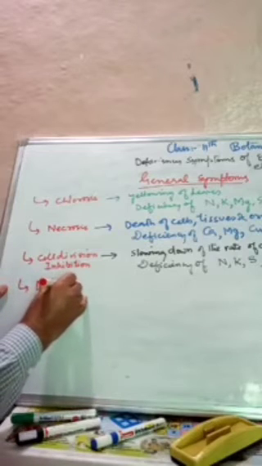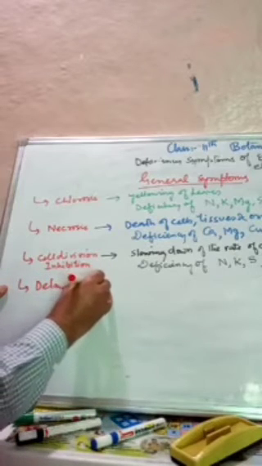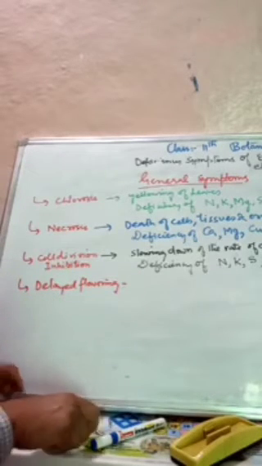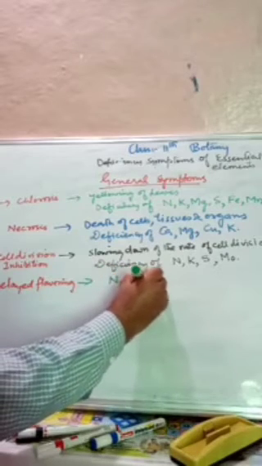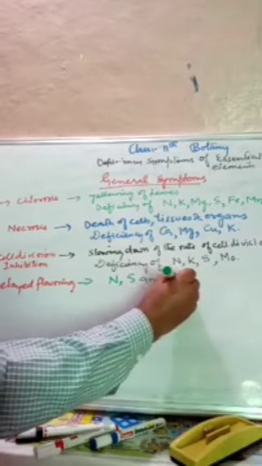एक और हमारे पास है डिलेड फ्लावरिंग. कभी कभार हम क्या देखते हैं कि प्लांट में फ्लावरिंग जो होती है वो बहुत देर से हो जाती है. अगर हम इसके कुछ रीजंस देखेंगे, what are the various elements which are responsible for this, that is नाइट्रोजन, सल्फर, और molybdenum.